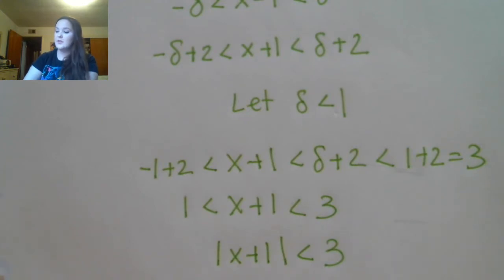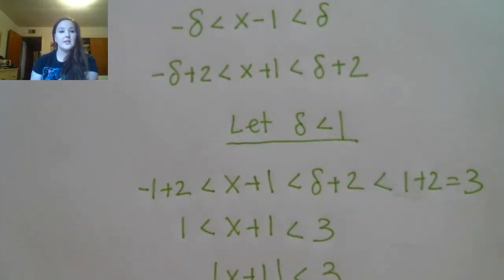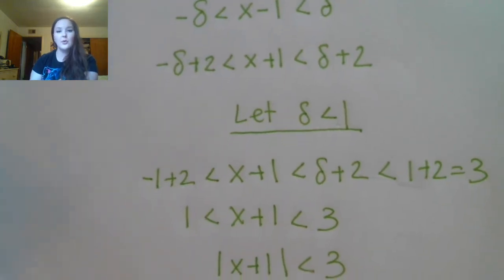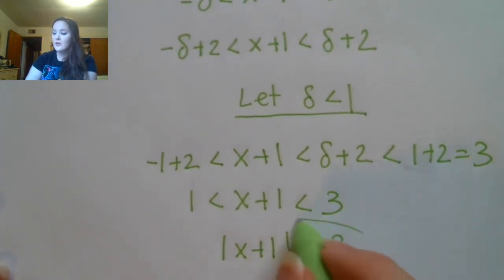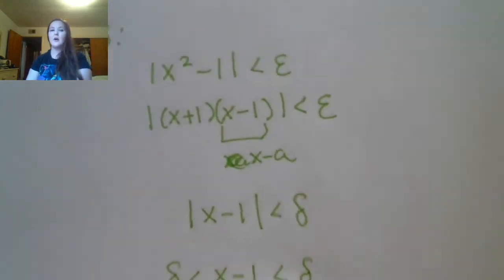Now this trick with picking delta to be less than 1 is absolutely a tool that you can use to tell you how big the other factor in the quadratic is going to be. It works most of the time, and this is a really good trick. So let's see what that helps us with.